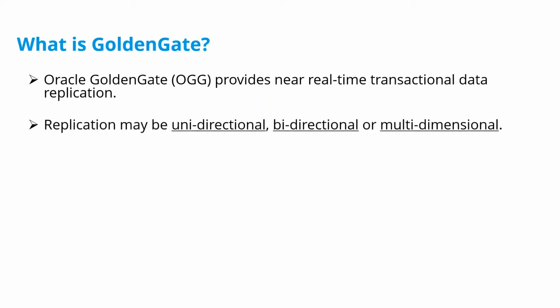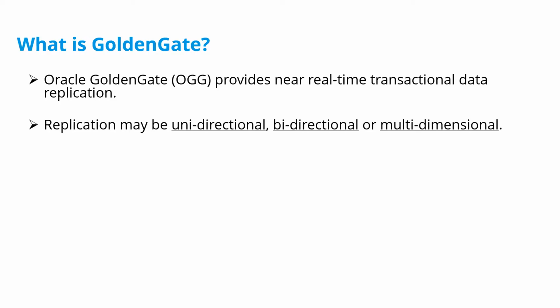So Oracle GoldenGate, what and why? What is GoldenGate? GoldenGate provides near real-time transactional data replication. Near real-time means as soon as the transaction gets committed on the source, it gets replicated on the target database within near real-time. With GoldenGate, the replication can be unidirectional, bidirectional, or multidirectional. Unidirectional means one-way replication. That means you have one site A and you want to replicate it to site B. So it will be unidirectional replication.